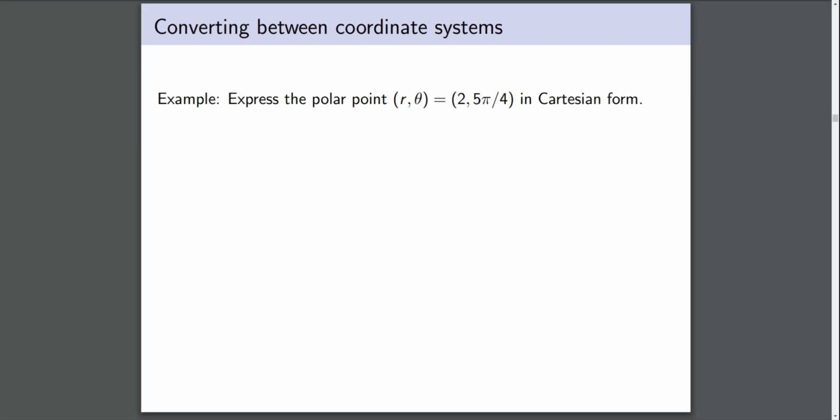Let's take a look at a specific problem. Here we're given the polar point 2, 5 pi over 4. And I want to convert that to its equivalent Cartesian form. Before I do that, I'm going to plot the point. It's useful to do this to check your work and make sure that things are coming out the way that you expect. So here's the polar point 2, 5 pi over 4.